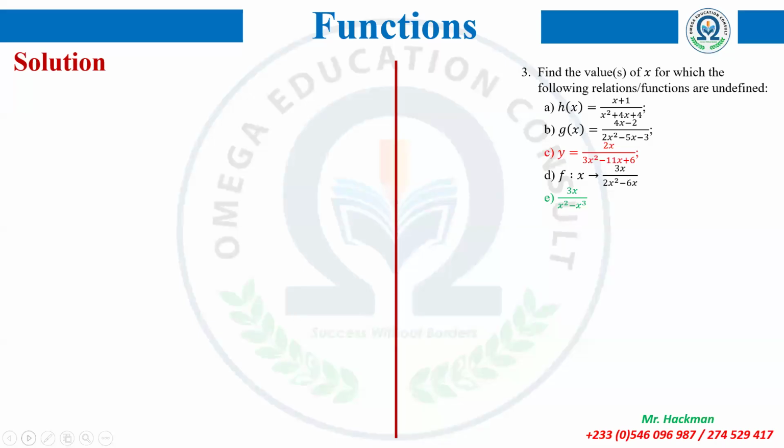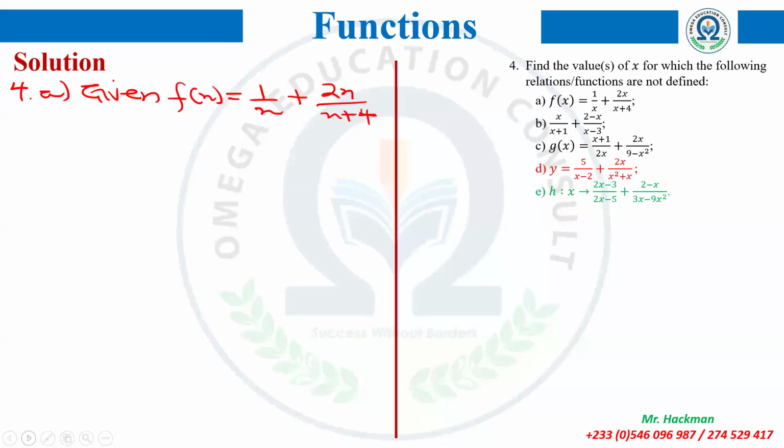If you look at what we are confronted with here, we have more than a single fraction. This is a fraction, this is a fraction, so we are dealing with partial fractions. You should know every partial fraction can be expressed as a single fraction. Let me see if I have 1 over 2 plus 1 over 3.